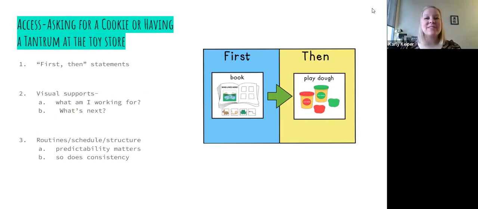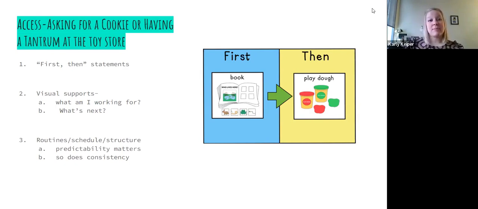All right, the next function that we're going to discuss is access. Access and escape can kind of be best friends, or they can be seen together, because oftentimes your child will escape to something that they enjoy, right? Something comforting, something calming. So access may mean that the child is attempting to get something they like.